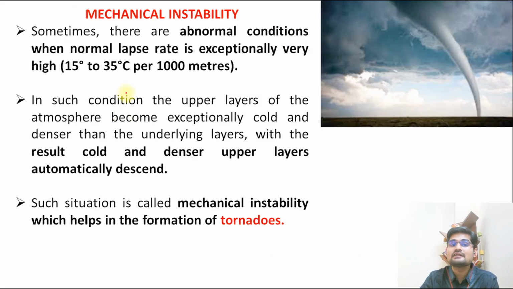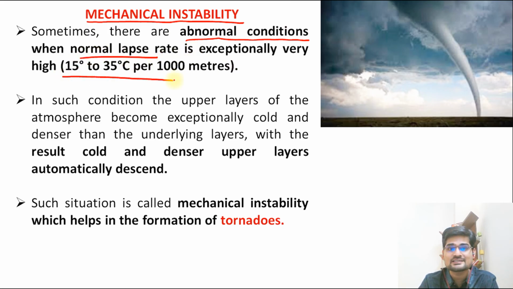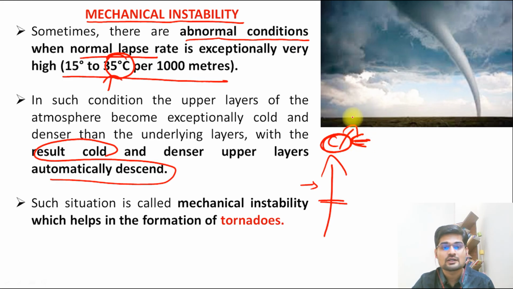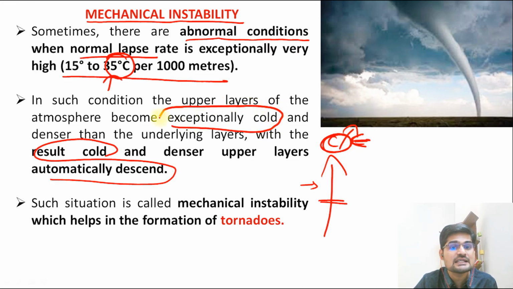Now, the last part that we need to discuss is this mechanical instability. Remember, sometimes due to atmospheric anomalies, abnormal conditions, the normal lapse rate goes too high, to extreme, right? Almost like 35 degrees C. So suppose the normal lapse rate goes extremely high, what will happen? With each kilometer, there will be a major change in the temperature, a major reduction in the temperature. So at the upper atmosphere, what will be happening? Automatically a cold situation is created because of this high reduction. So the upper atmosphere becomes extremely cold.